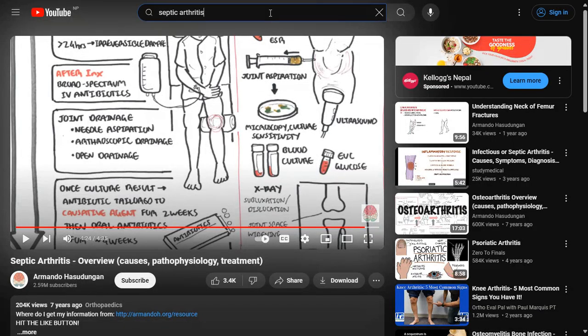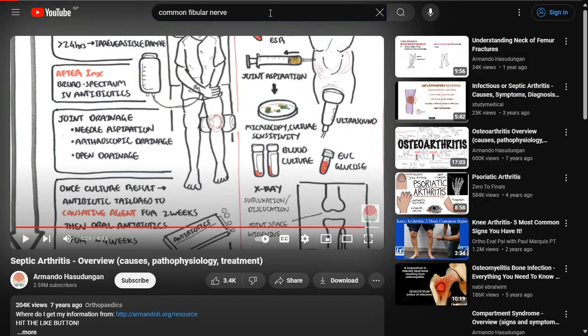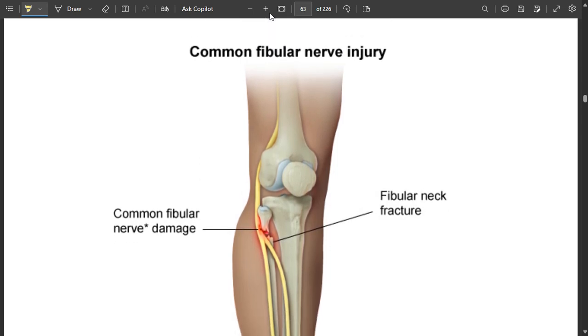So let's talk about the common fibular nerve. These are small topics that need a very clear understanding. Let's just see the photo.